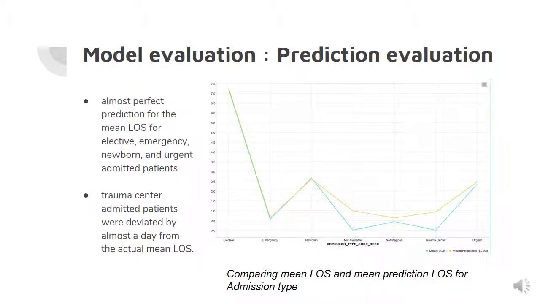Now that we have decided which is our best prediction model, which is the random forest regression model, let's talk about the prediction evaluation of these models for some of the variable types. If we look at the admission type line chart, we can see that the prediction model almost accurately predicted the mean LOS for elective, emergency, newborn, and urgent admitted patient types. If we look at the trauma center patient types, the predicted LOS deviated by an average of 1 day from the actual mean LOS.